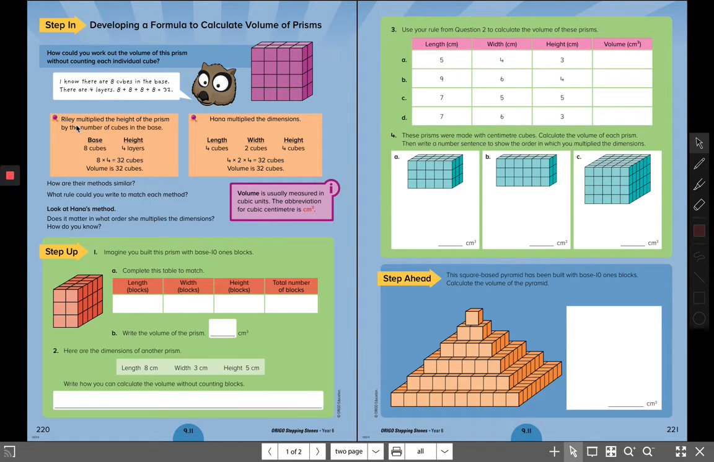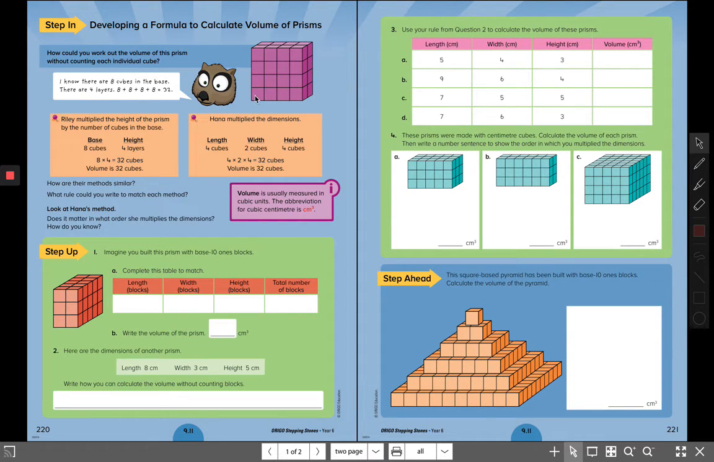Riley multiplied the height of the prism by the number of cubes in the base. He counted that base, or the top layer, which is 1, 2, 3, 4, 5, 6, 7, 8. So the base has 8 cubes, and it's got 4 layers of that. He multiplied that and ended up with a volume of 32 cubes. Because they're just writing it in cubes, he wrote 32 cubes, but we'll be writing it as cm little 3.